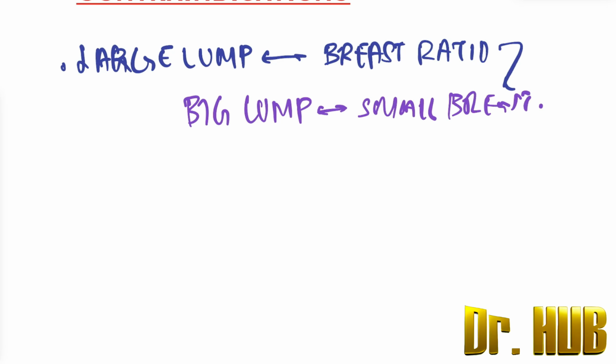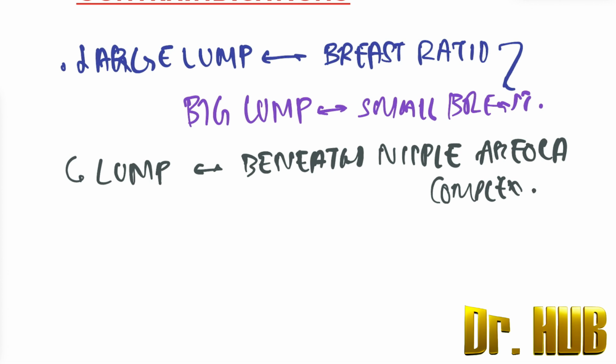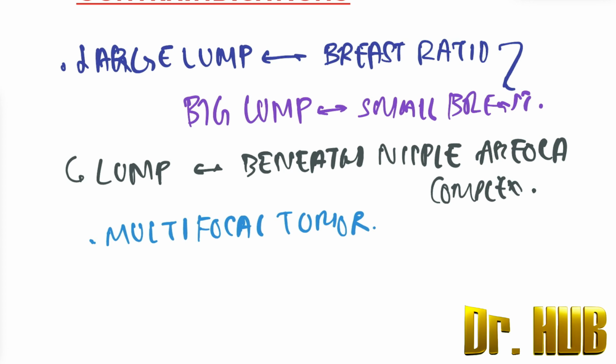Next is the lump beneath the nipple areola complex. There's a lump, and this will be beneath the nipple areola complex, and also the multifocal tumor. So there is multifocal tumor, and there is a history of the therapeutic radiation exposure to the chest wall.